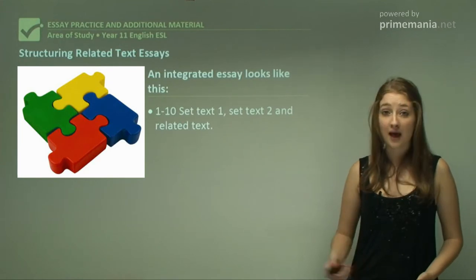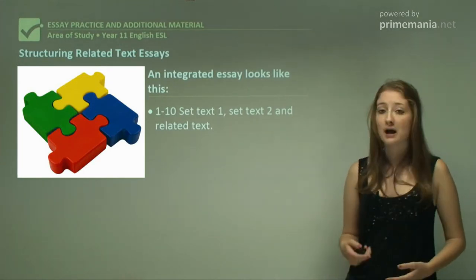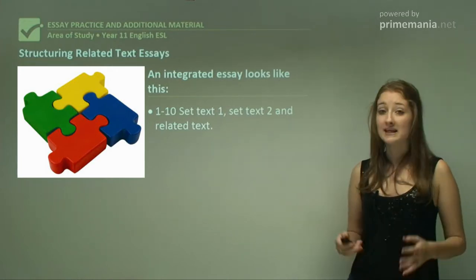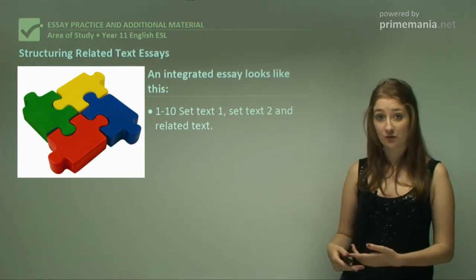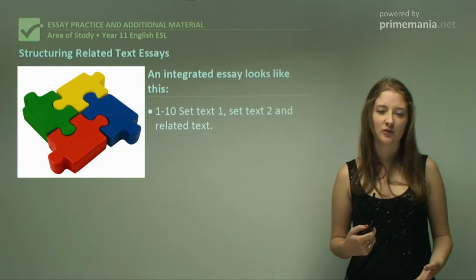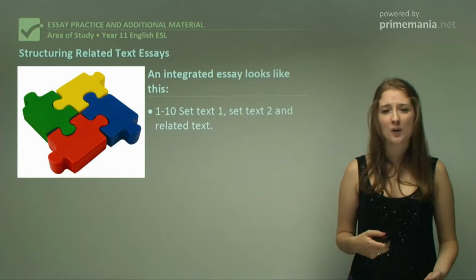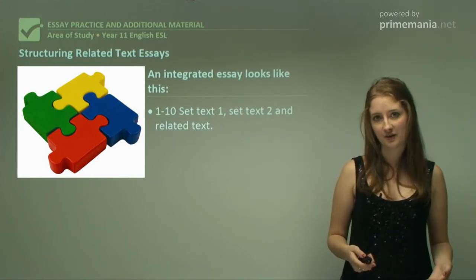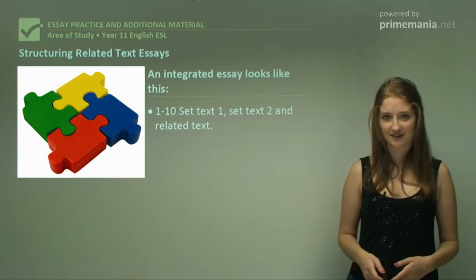If we look at this sample for an integrated essay, paragraphs 1 to 10 would all be the same in structure, in that in each paragraph you'd include set text 1, set text 2, and your related text, each paragraph looking on a different theme, or perhaps having like 3 to 4 themes and having 2 paragraphs on each of those themes. So that's the way you're going with the integrated approach.